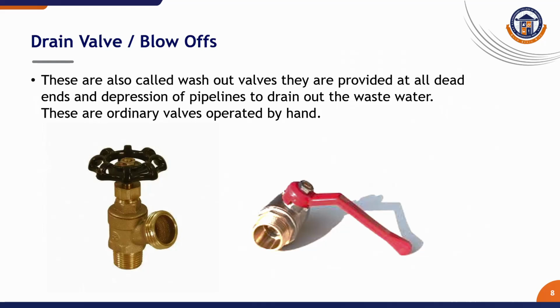Drain valves, also known as blow-off valves or washout valves, are provided at all low points or dead ends of pipelines. Their purpose is to drain out water for maintenance or to remove sediments or accumulated sludge. These are mainly manually operated and typically used during system flushing or when emptying the pipeline for repairs.